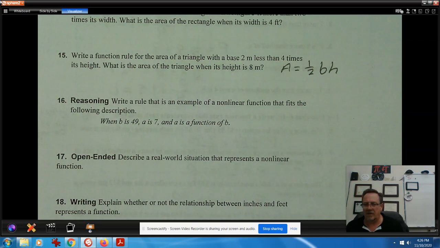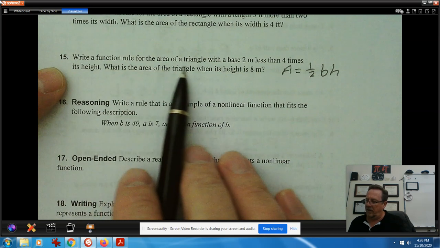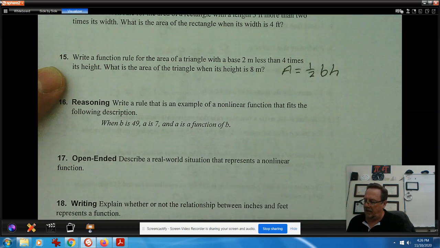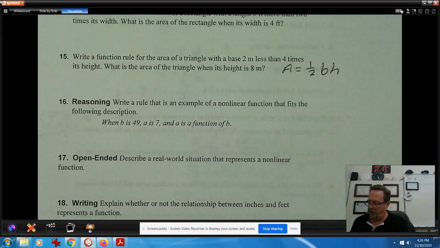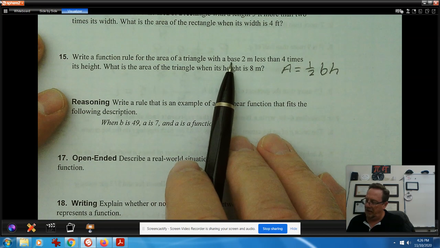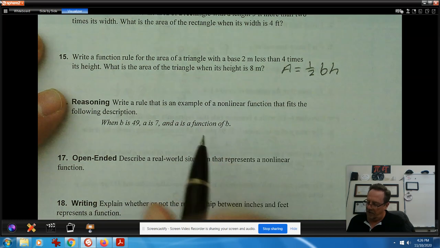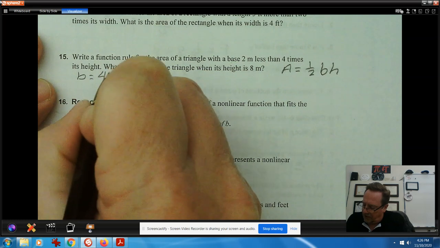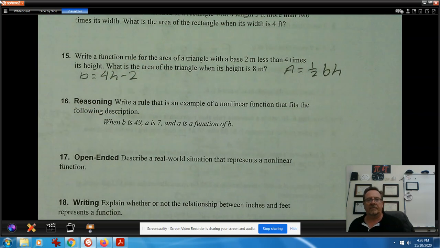And let's see if we can actually come up with an equation for this, because there's a little bit of substitution going on as well. So write a function rule for the area of a triangle with a base that is 2 meters less than 4 times its height. If we're measuring everything in meters, let's write what this means. It says the base is 2 less than 4 times its height. So the base is 4 times its height, but minus 2, right? The base is 2 less than 4 times its height.